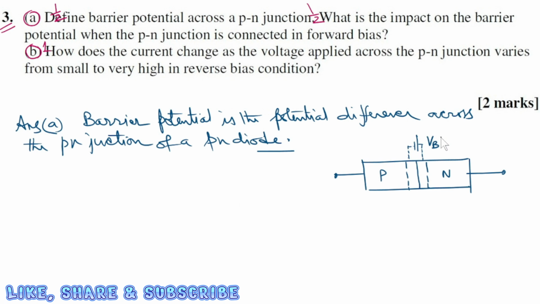In this diagram, it is represented by VB. The next part of the question is, what is the impact on the barrier potential when a PN junction is connected in forward bias? Of course, the net potential difference across the junction decreases, as the direction of the electric field caused by the external battery is opposite to the direction of the electric field within the PN junction.